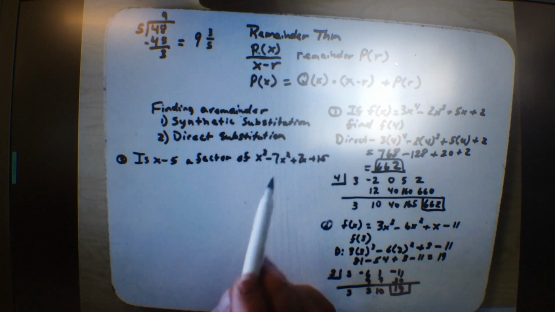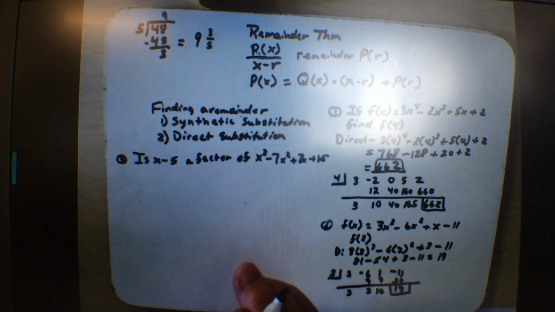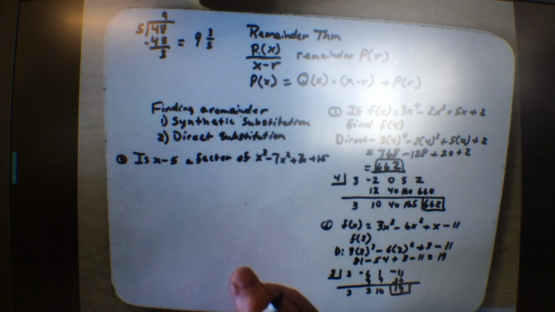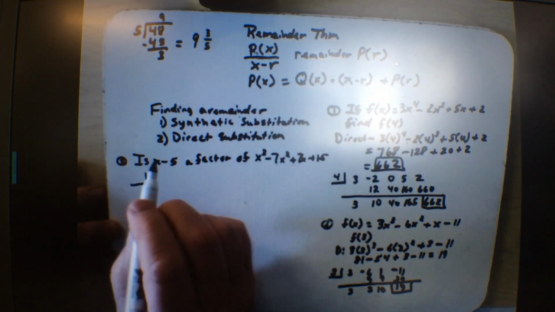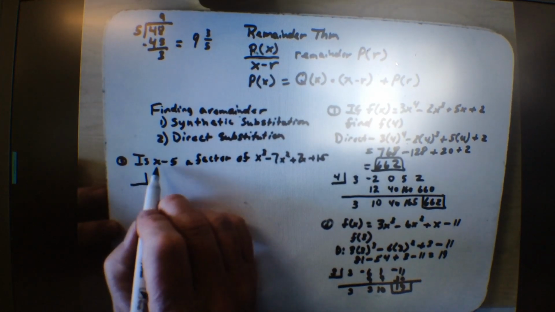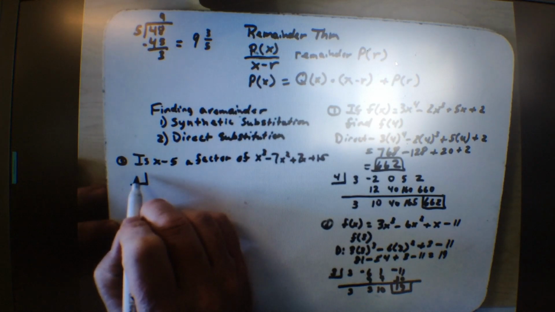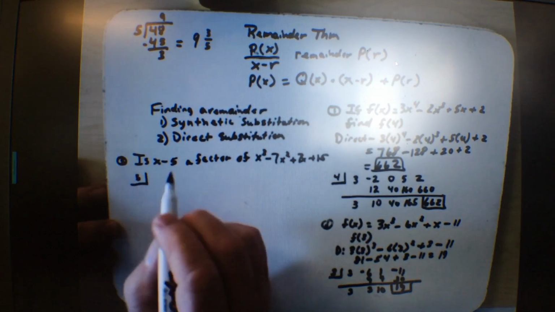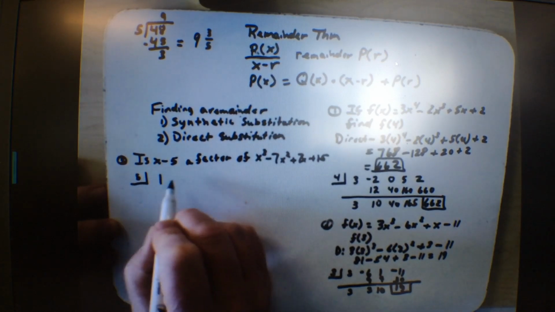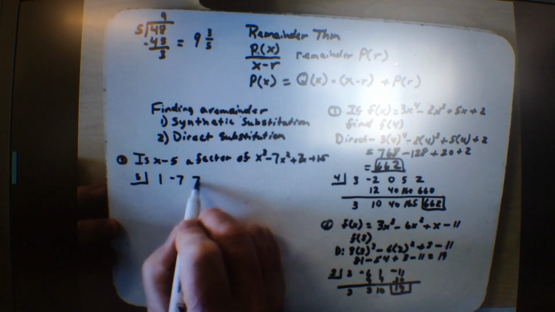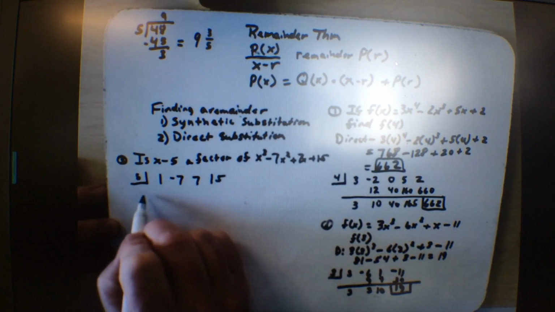How do we know if this is a factor of that? Divide it into it. And what happens if it's a factor? There would be a remainder of 0, correct? So now what do we put in the box? Be careful here. 5, right? Because it's the opposite. Okay, so then it's 1, a negative 7, 7, and 15, correct?